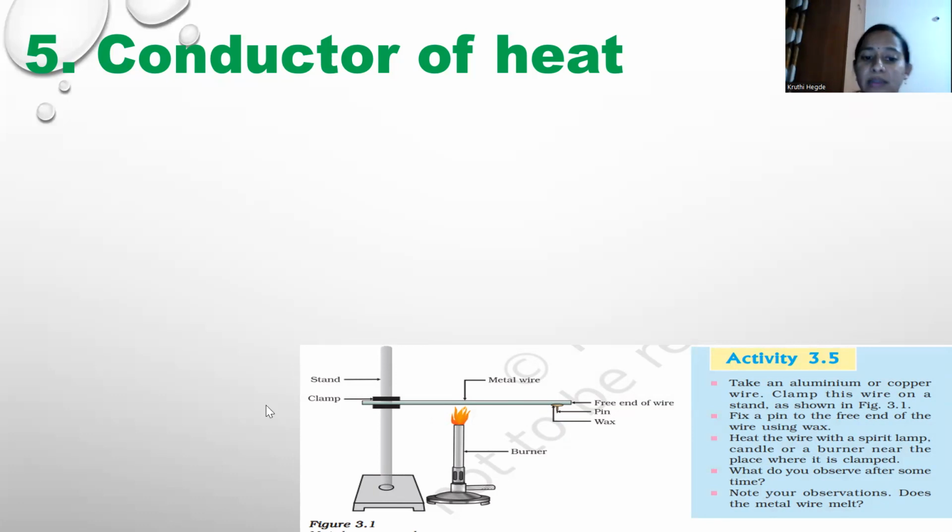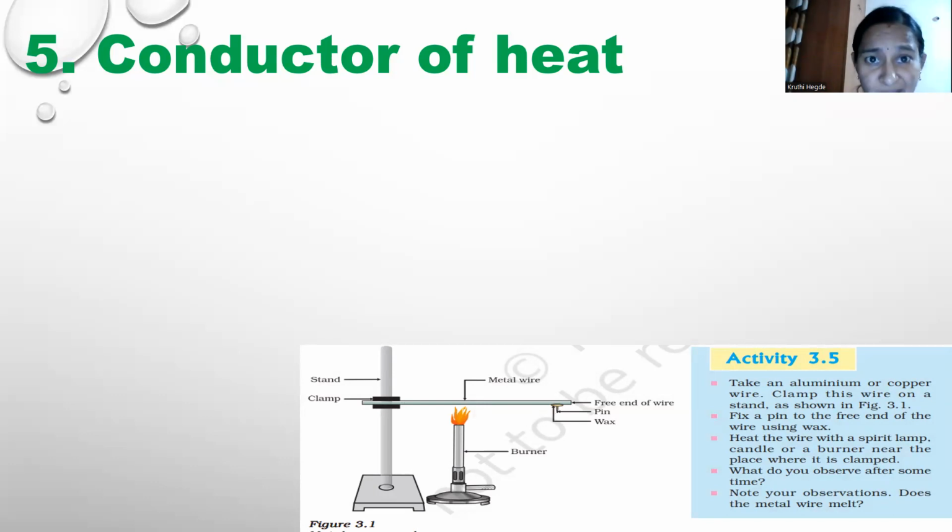Here they have taken a stand, okay, and there is a clamp. To that clamp they have put a metal wire, okay, and with the help of wax at the end of the metal wire, they have attached a pin. With the help of a burner they are heating the other end of the metal wire, okay. What would happen gradually?